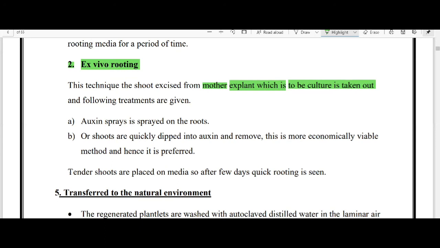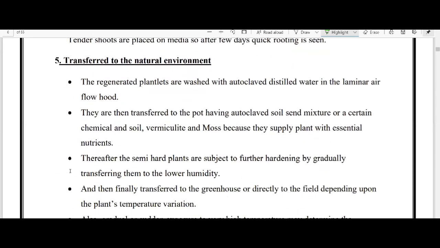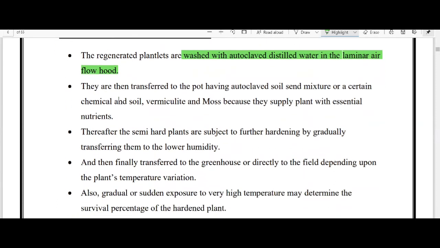Then once the rooting is obtained, we move on to stage 5, which is the last stage, where the plants are transferred to a natural environment, which is hardening. The regenerated plantlets are washed. First, they are washed with autoclaved distilled water in laminar airflow. In the laminar airflow, they are then transferred into pots having autoclaved soil, sand mixture, or a certain chemical, and soil. They can also have vermiculite, moss, because they supply the plant with essential nutrients.